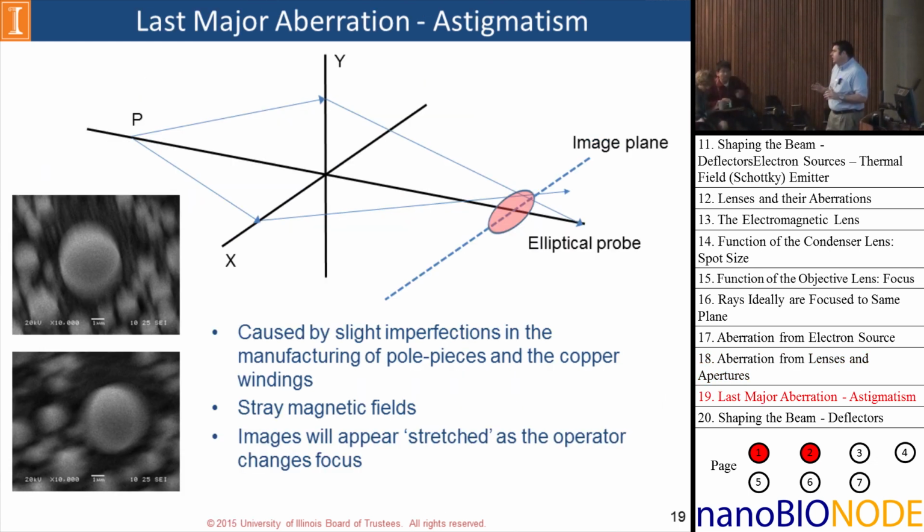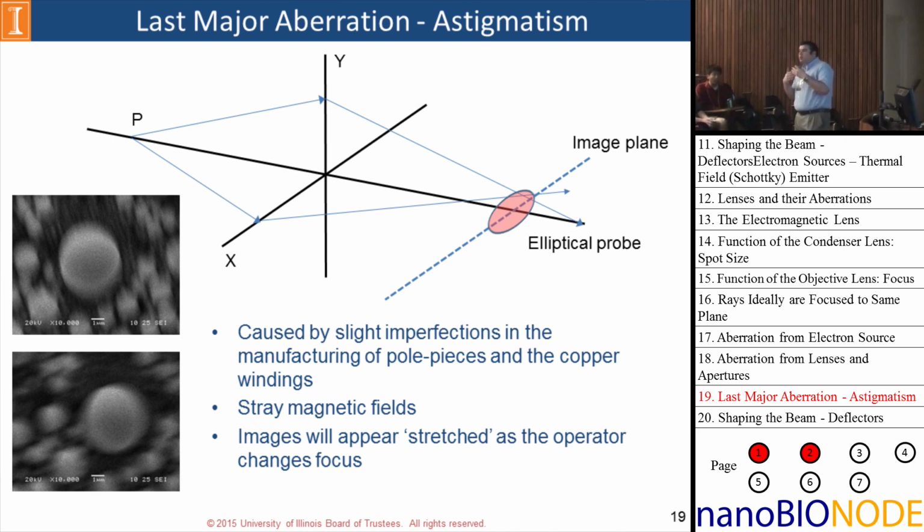So the last major aberration that we have, okay, is called astigmatism. And this is the one that you guys as operators can correct on a daily basis. So astigmatism comes from if we have the same origination point of your ray, and it's passing from, say, P to the y-axis, P to the x-axis, these rays are focused to different points. So this ray particularly is over-focused, and this ray is under-focused. And what this creates in the image plane is an elliptically shaped probe.